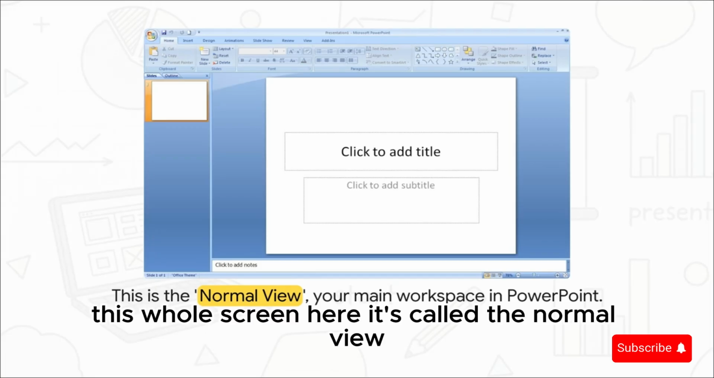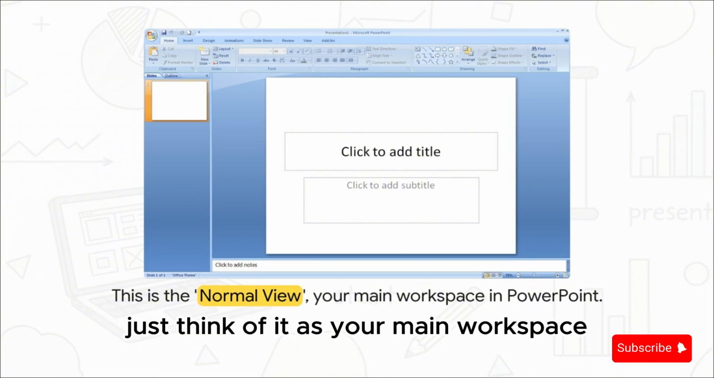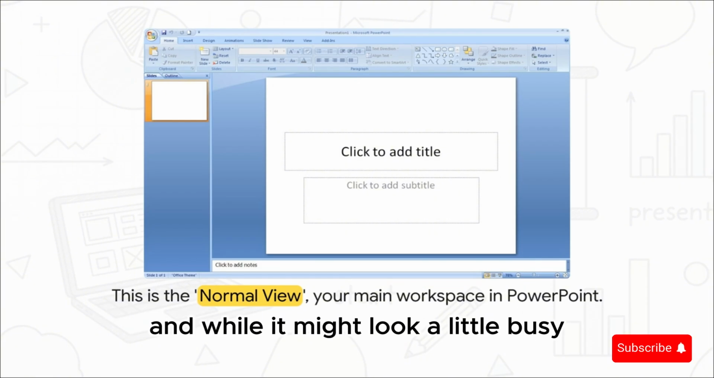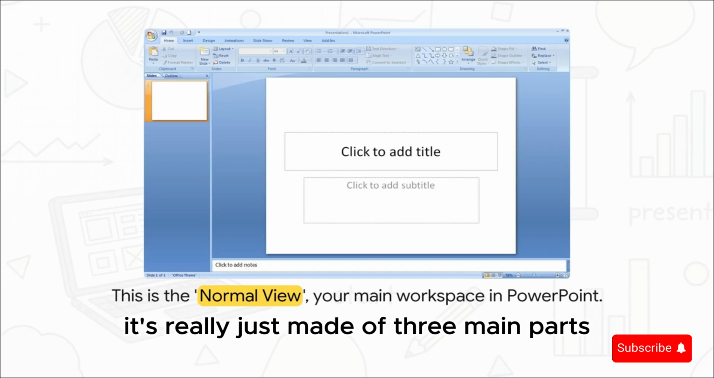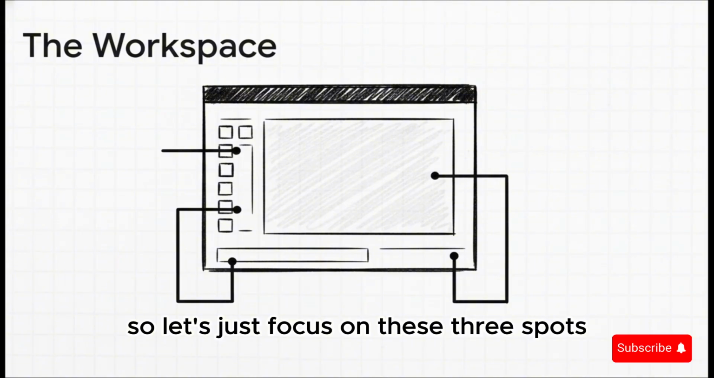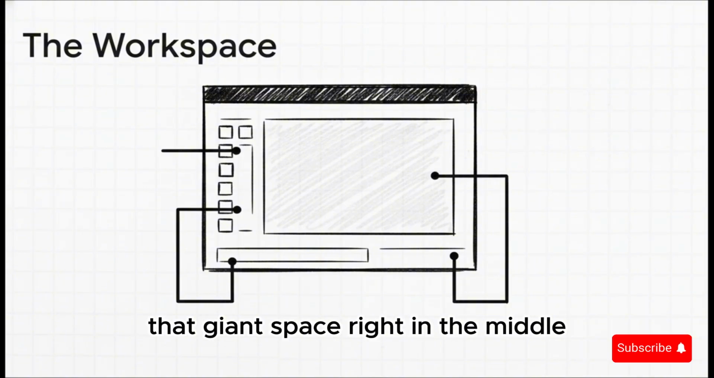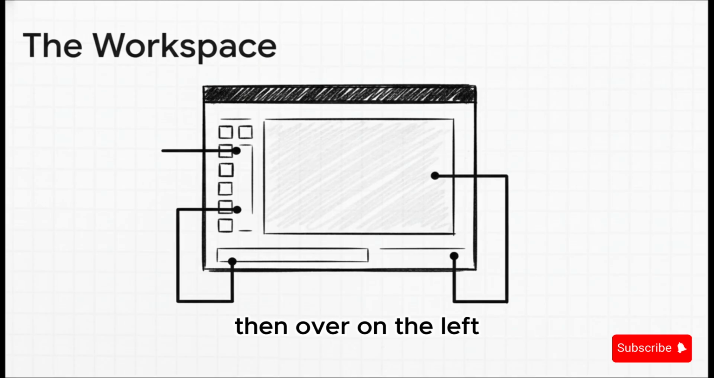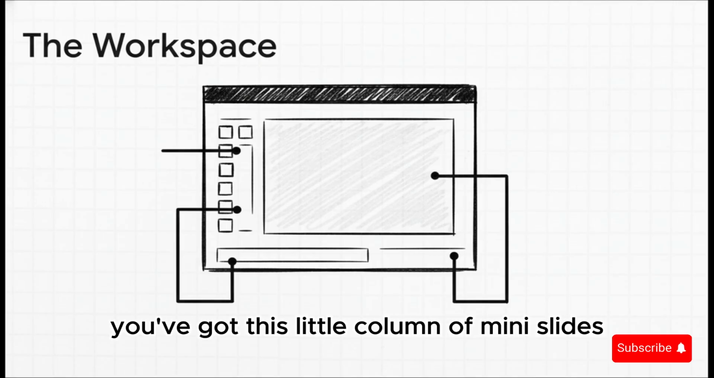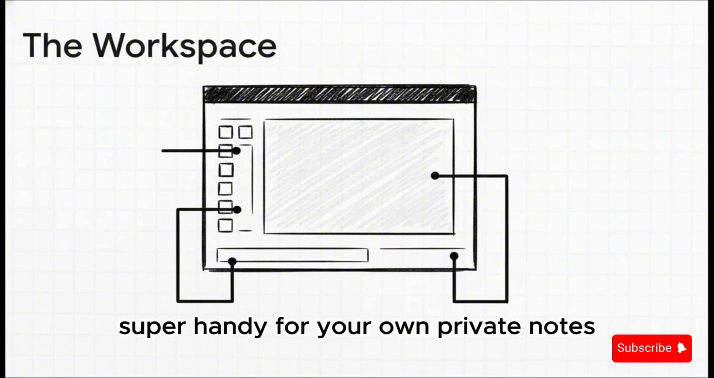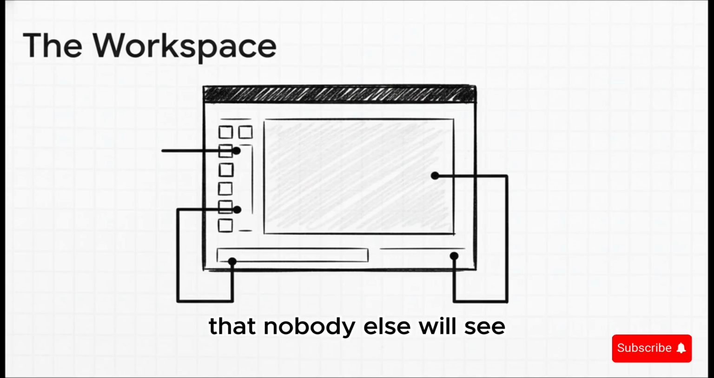This whole screen here, it's called the normal view. Just think of it as your main workspace, your command center. And while it might look a little busy, it's really just made of 3 main parts. Let's break them down. Okay, so let's just focus on these 3 spots. That giant space right in the middle, that's your main canvas, the slide pane. Then, over on the left, you've got this little column of mini slides, that's the Slides tab. And way down at the bottom, that's the Notes pane. Super handy for your own private notes that nobody else will see.